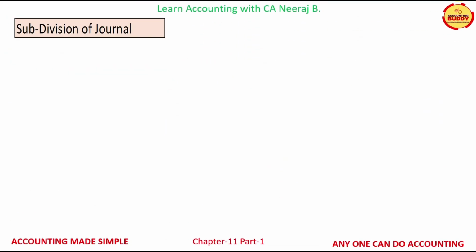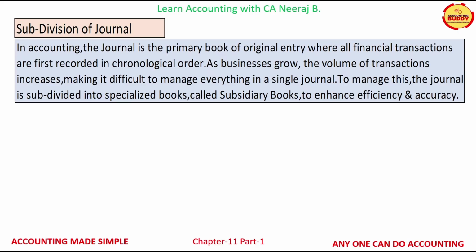We have studied journal in detail in our previous chapter. Now let us understand all about the subdivision of journal. In accounting, the journal is the primary book of original entry where all the financial transactions are first recorded in chronological order. As businesses grow, the volume of transactions increases, making it difficult to manage everything in a single journal. To manage this, the journal is subdivided into specialized books called subsidiary books to enhance efficiency and accuracy.